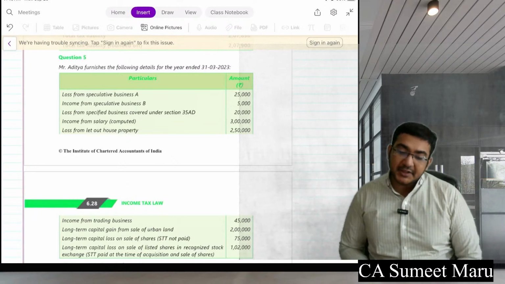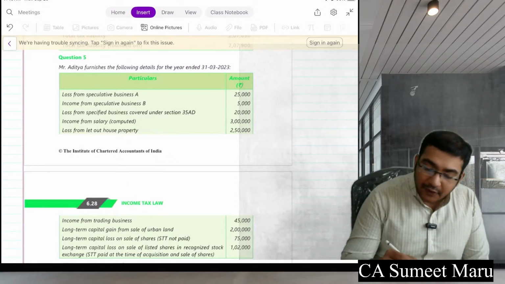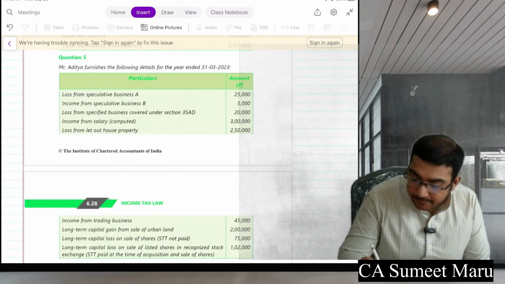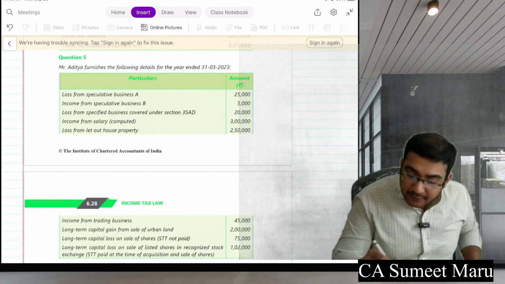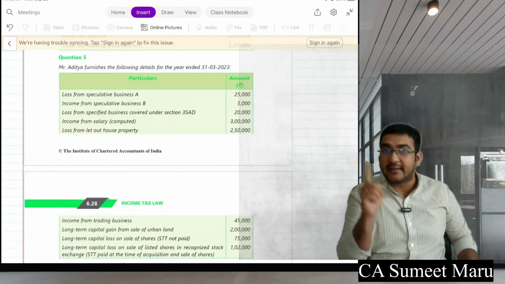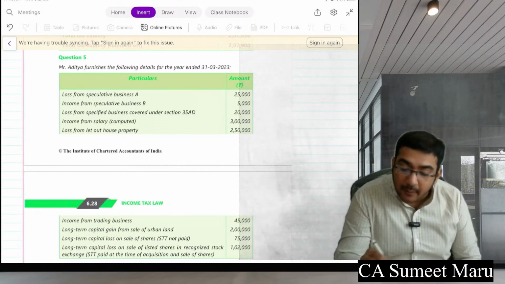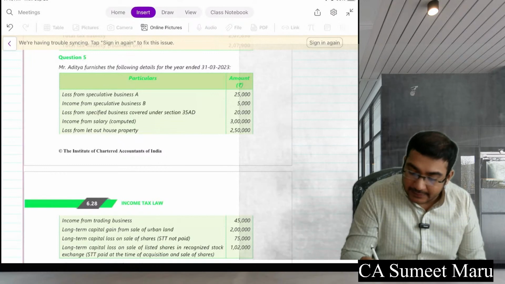Mr. Aditya furnishes the following details for the year ended 31st March 2023. Loss from speculation business. Speculation business का loss है. Keep it separate. Income from speculative business. Just think if it will set off or not. First, always go for intrahead, then interhead. Loss from specified business. Income from salary.